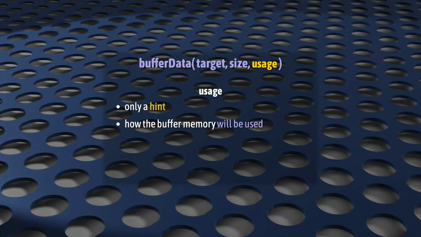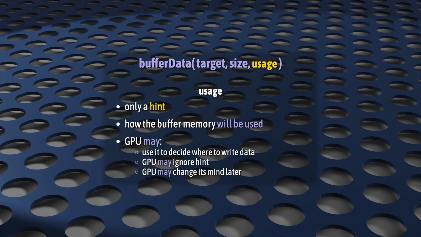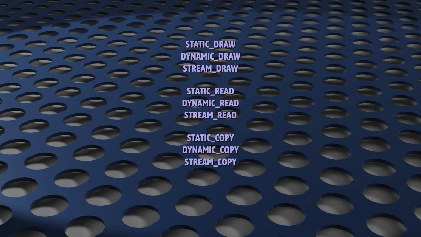The value is a hint to WebGL how the memory will ultimately be used. In theory, the hardware may use this information to decide where to write the data in GPU memory. You can't be sure that the GPU will listen to your hint, and you can't be sure that the GPU won't change its mind after it's been running your application for a while. But it's a good idea to try and start out with the right hint anyways. These hints have two parts to them. The first half has to do with how often you intend to change and use GPU memory, and the second has to do with what you intend WebGL to do with that data.